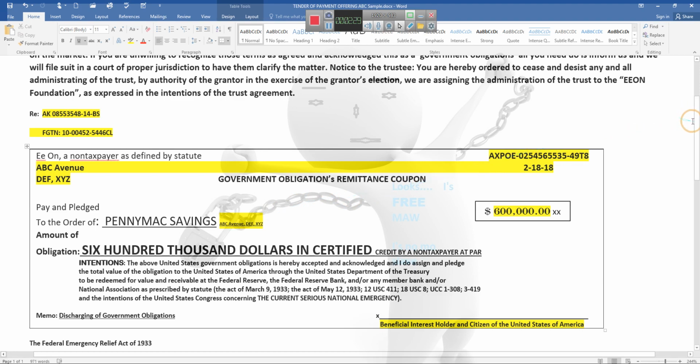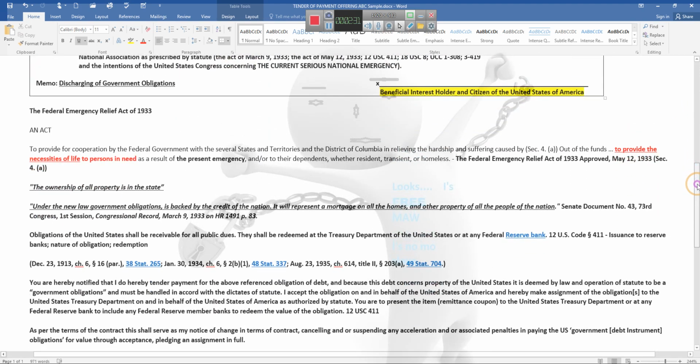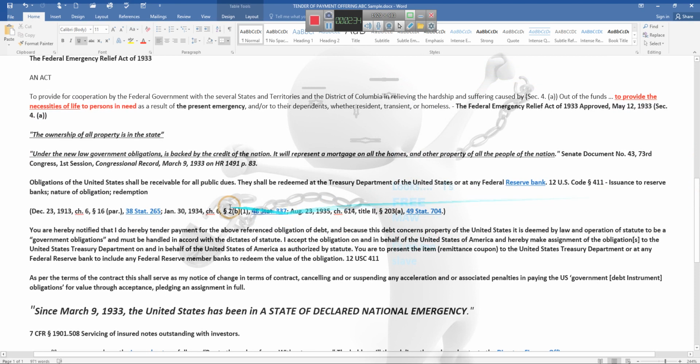Ladies and gentlemen, the reason why you're doing this is because all property in the United States is owned by, well, your document explains it. Your document says that the ownership of all property is in the state. Do you see that? And then it puts the congressional record. See, Senate Document number 43, 73rd Congress, first session, Congressional Record, March 9, 1933, House Resolution 1491, page 83. You see, the original bill is the original intention of Congress. So we put that.